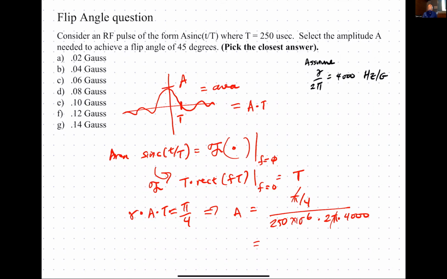Then I get 1 over, 250 times 4 is 1,000, so that's 10 to the 3. 10 to the 3 times 10 to the minus 6 is 10 to the minus 3, times 4,000, and I'm making sure I'm doing my math correctly here, times a 2. So that just equals 1/8, which is 0.125 Gauss. The closest answer then is 0.12 Gauss. That's essentially what you're going to do for that one homework problem, or something similar. If there are any questions, let me know.